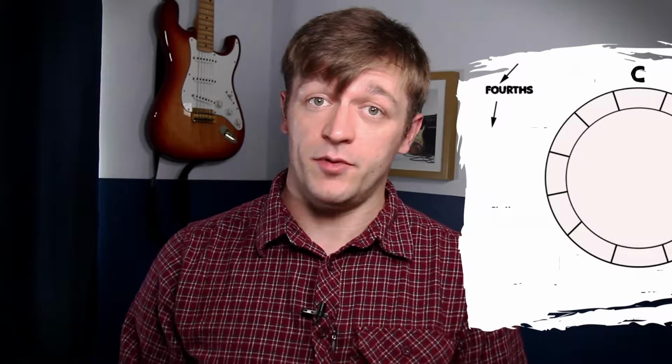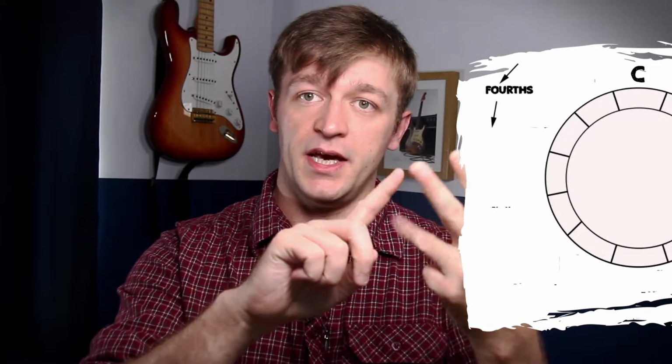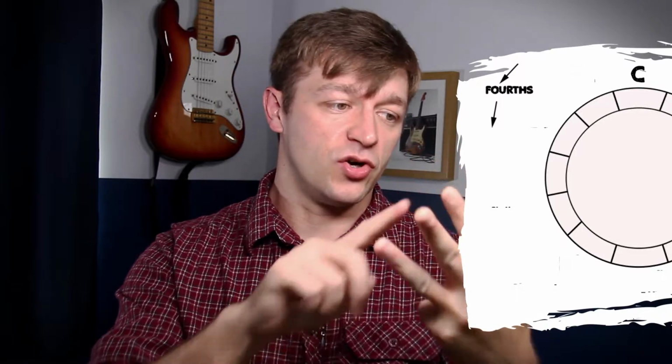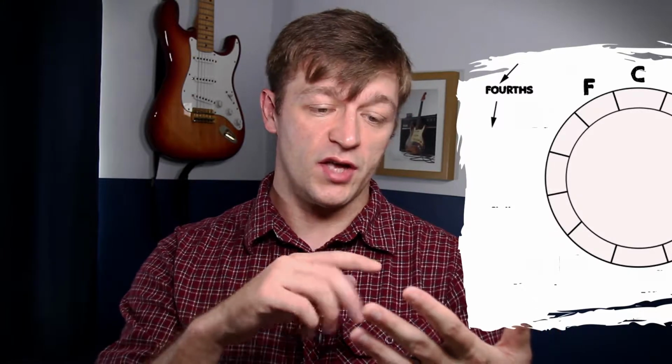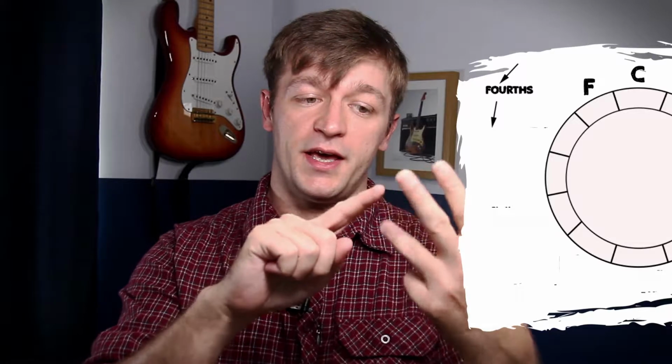So a fourth above C. So we go C, D, E, F. So 1, 2, 3, 4. Now we write F at 11 o'clock. So we're on F. Now we need to find a fourth from F. So we use the F major scale and we find the fourth note of that scale. So we've got F, G, A, B.